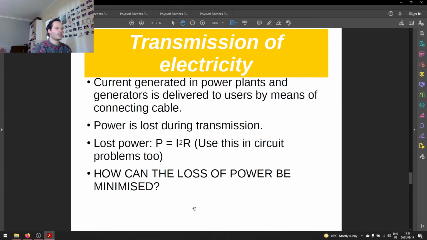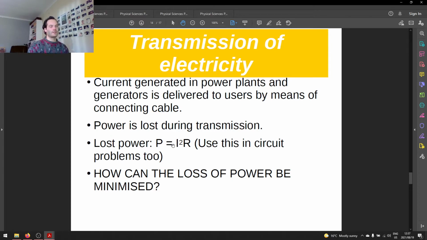We can see that current generated in power plants and generators is delivered to users by means of connecting wires. Now, power is lost during this transmission, and the lost power is equal to the current squared multiplied with resistance. So how can the loss of power be minimized? Instead of having a high current, because if my current is high, then the power lost is going to be high as well, what I do is I increase my voltage.